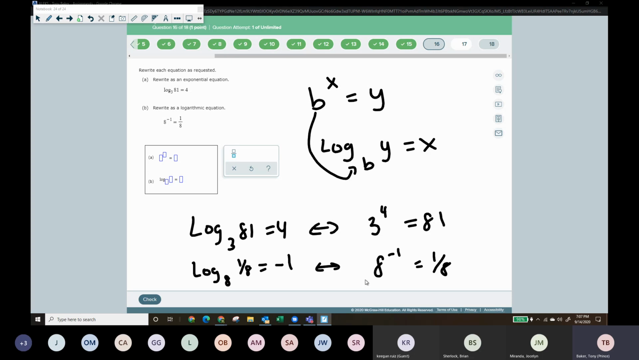The reason we want to do this is sometimes it's going to be easier for me to solve an exponential function or an exponential equation to find the answer than the log, or vice versa. Sometimes it's easier to find the log value, especially when we're using the calculators to do it. So the first one's 3 to the fourth equals 81. And then log base 8 of 1/8 equals negative 1.